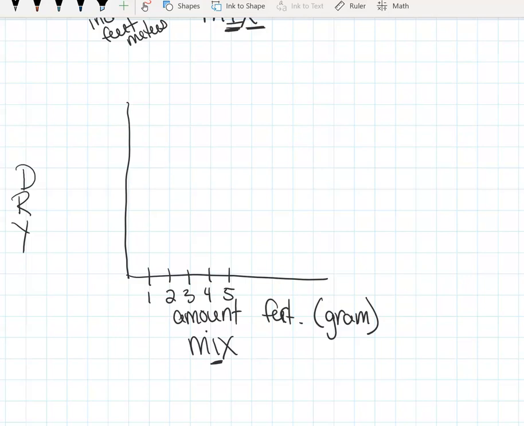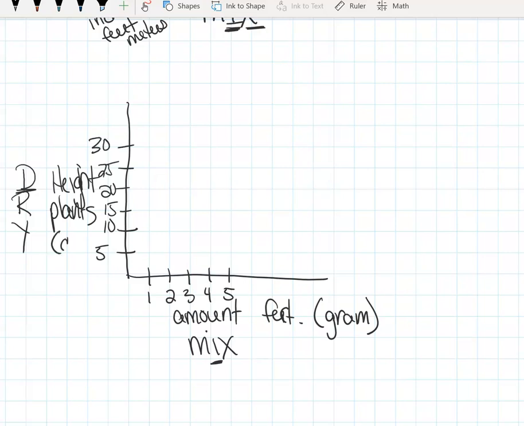And then what am I measuring? What's my dependent variable? It's going to be the height or the growth of my plants. So again, maybe I've got 5, 10, 15, 20, 25, 30, and I'm going to say that is centimeters because I need units there. That's what I measured. And this is the kind of graph where we're going to plot some points. So a line graph, you're going to make dots.